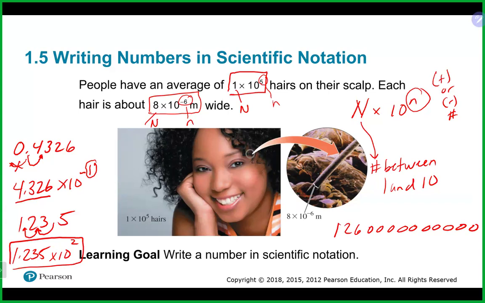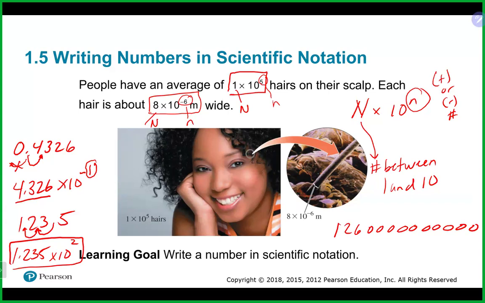It is going to be a positive exponent in this case because we moved the decimal place to the left. Or you can remember that if it's greater than 1, a large number, you should end up with a positive exponent. First off, any questions on that?